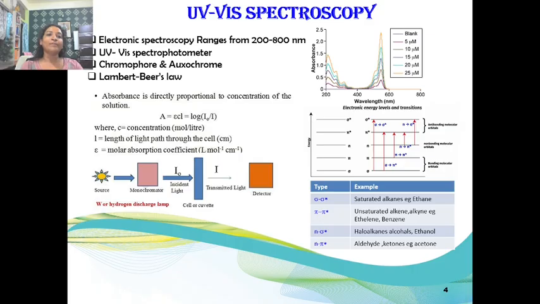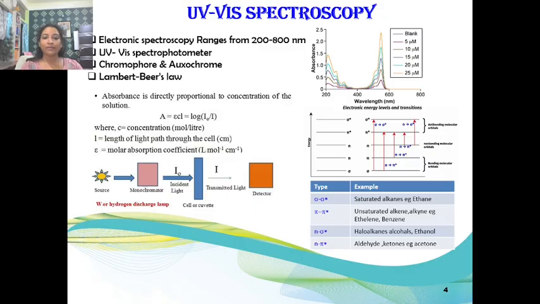Now, Lambert-Beer's law, which is very important in spectroscopy, it determines the relation between the absorbance and the concentration of the solution. According to Lambert-Beer's law, absorbance A equal to epsilon C L, where C is the concentration of the solution and L is the path length.